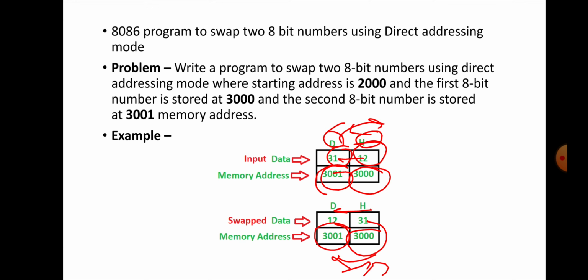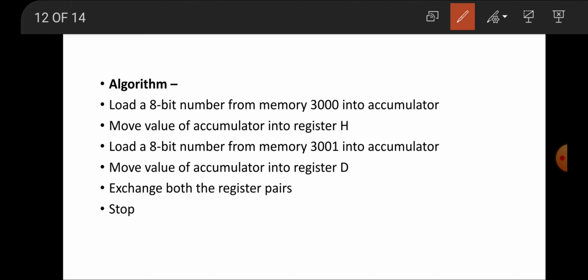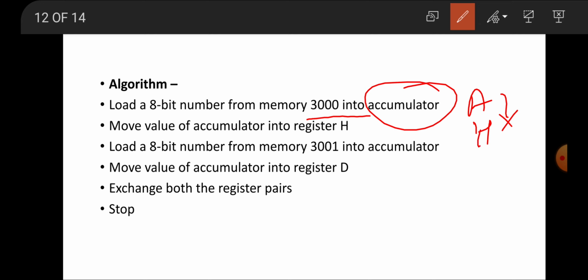So we are going to see the programming. First we'll see the algorithm. The algorithm is the same. First, load the 8-bit number from memory location 3000 to the accumulator. Now move the value of the accumulator into register H. So whatever is in A will come into H. Now load the second value, from memory location 3001, to the accumulator. After that, we simply move the value of the accumulator into register D.